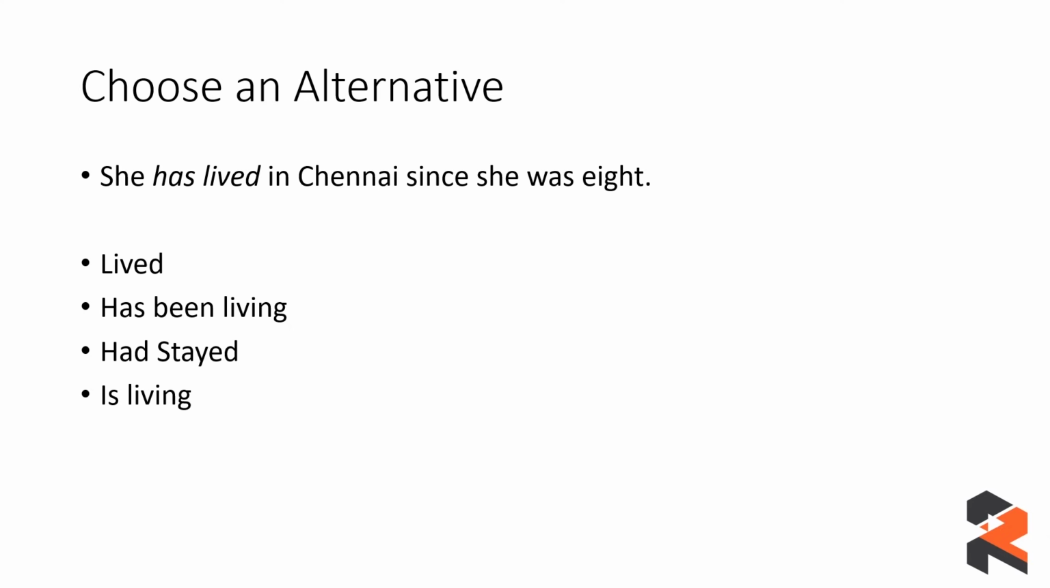So we have another option, that is option number B. So the option will be she has been living in Chennai since she was 8. So the sentence will still convey the same meaning and the answer in this case will be has been living. So that is the answer in this case.